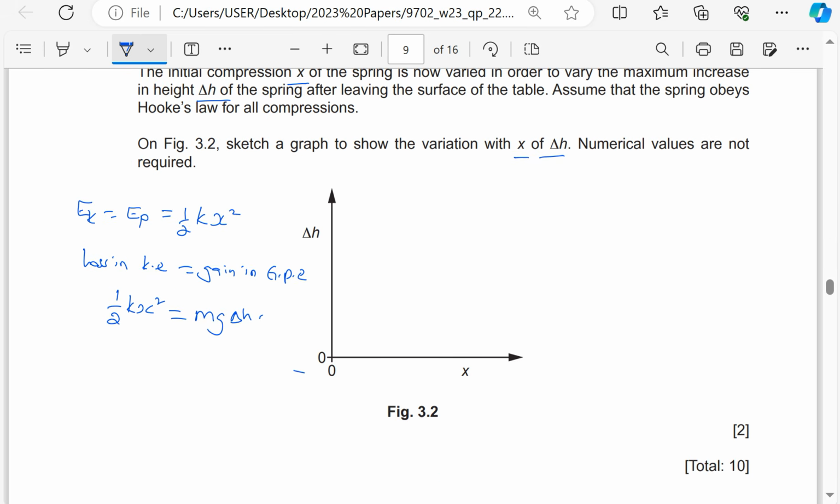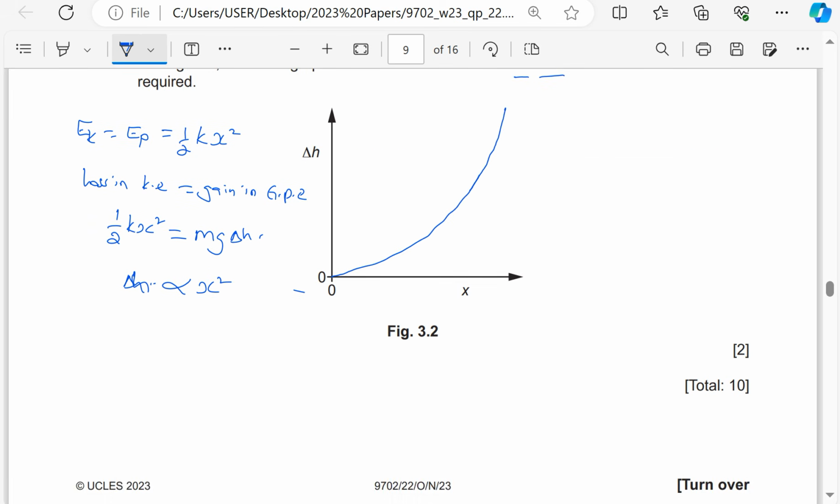Okay, so when you look at this, you notice that the gain in height is directly proportional to the square of x. Delta h is directly proportional to the square of x. So this means this is going to be a curve which has an increasing gradient. You can check. Why is that possible? Assuming the other factors are constant, let's say x is 0. It means the change in height is going to be 0. The graph starts from the origin. Let's say x is equal to 1. It means the change in h is going to be a constant times 1.